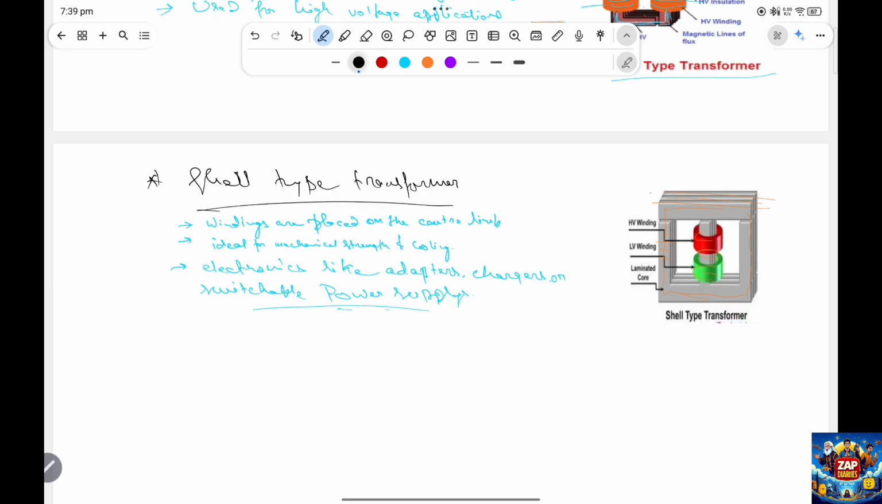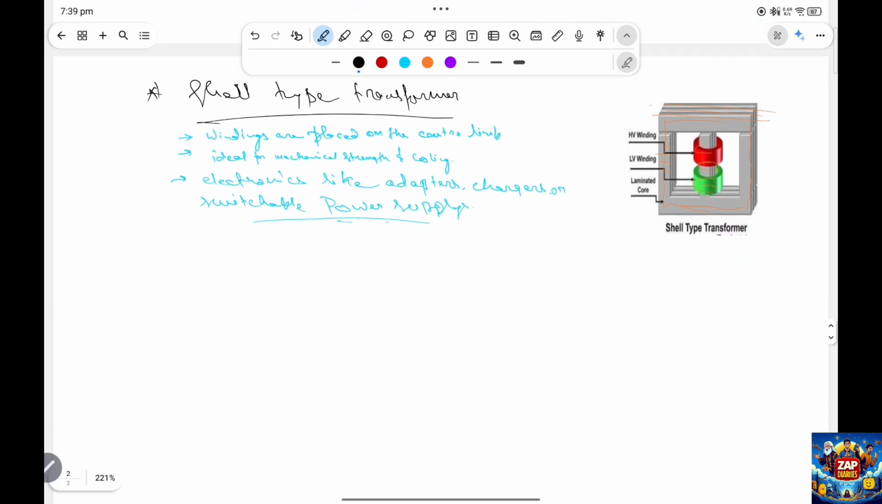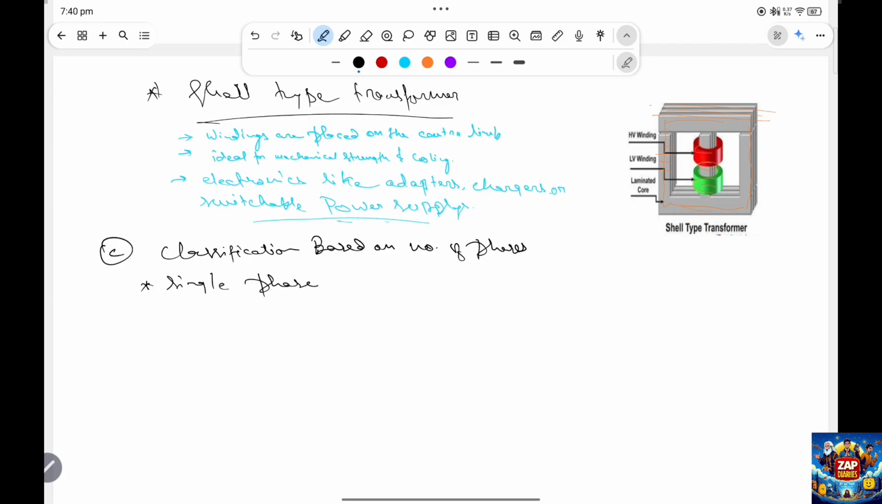Now coming to the classification based on number of phases. It's a very common classification. So we know there are two types: one is single phase transformers.